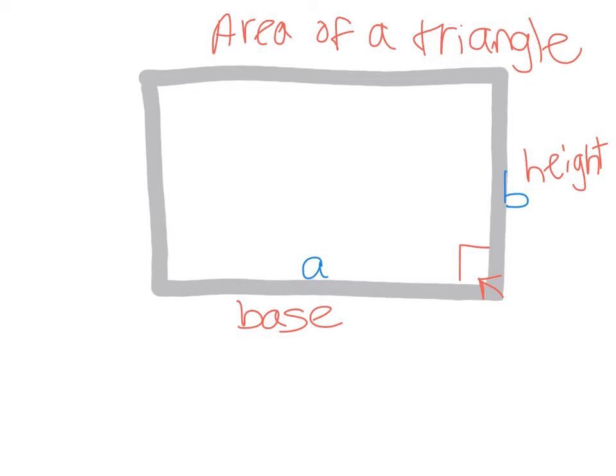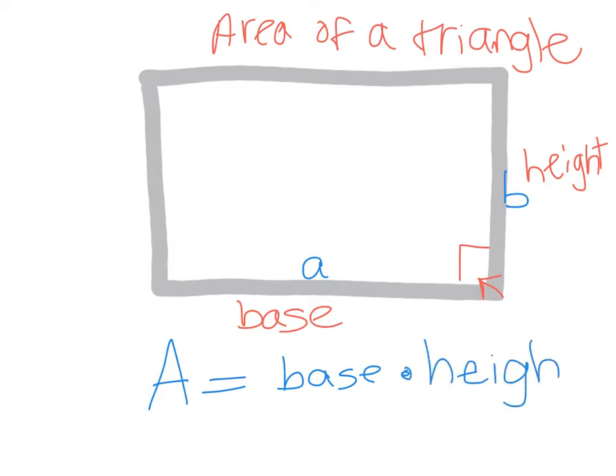So how do we find the area of a rectangle? So an area of a rectangle is base times height. And if we're using the letters, we say area equals A times B. That's how we find the area of a rectangle.